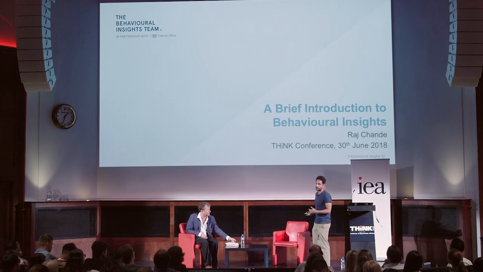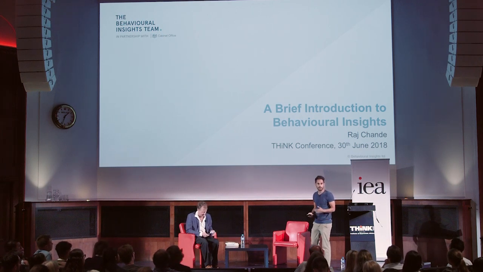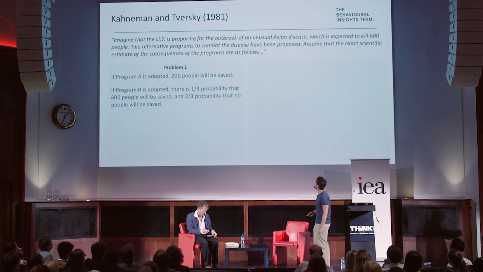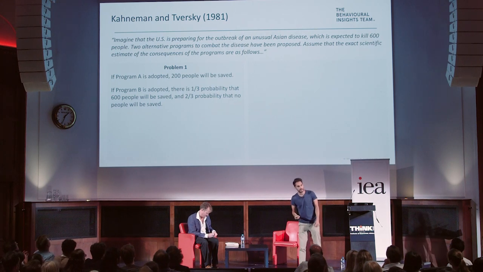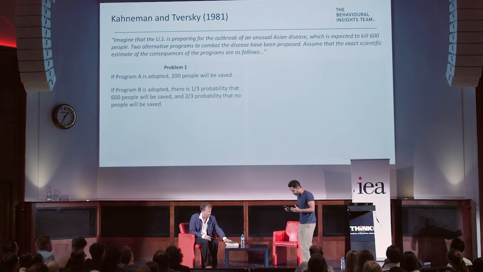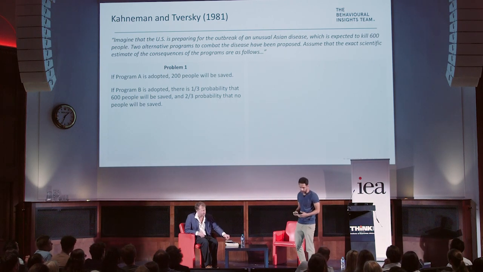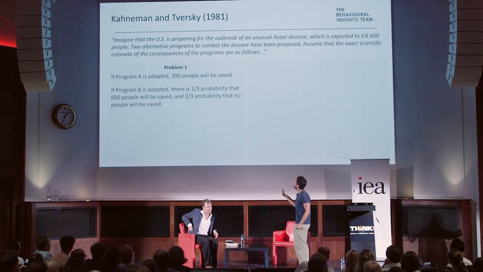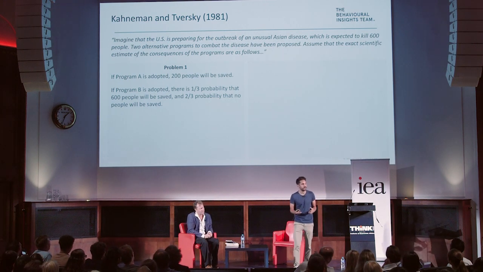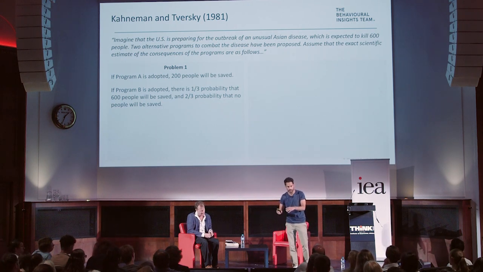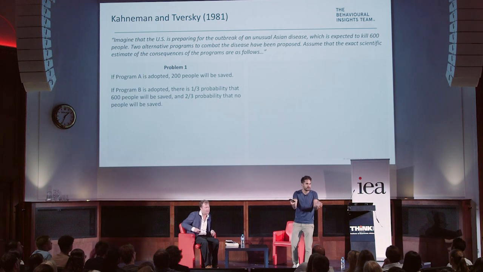I'm going to start off by showing you a famous experiment which underpins behavioural economics to some extent. Okay, Danny Kahneman and Amos Tversky, you may or may not have heard of them. They ran different versions of this experiment in the 70s. I'm going to show you a version they did in 1981. Imagine that you're a policymaker in the US. They ran this experiment with 500 or 600 people, and it's been replicated many times. Now, I'm going to do this experiment with you.